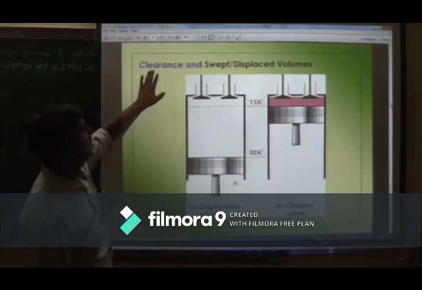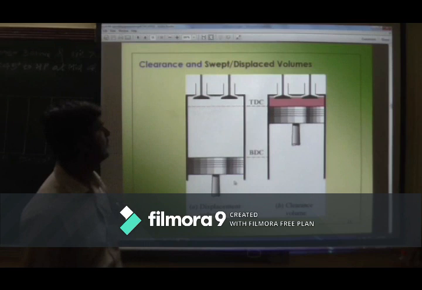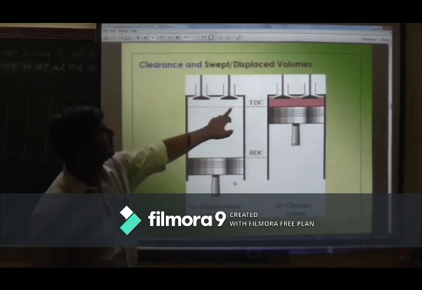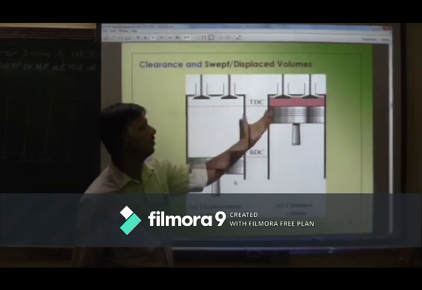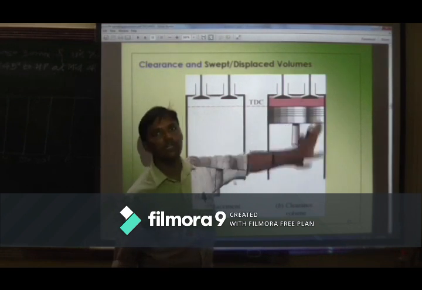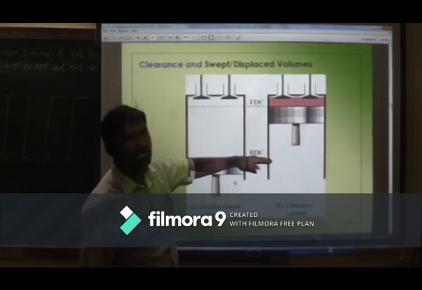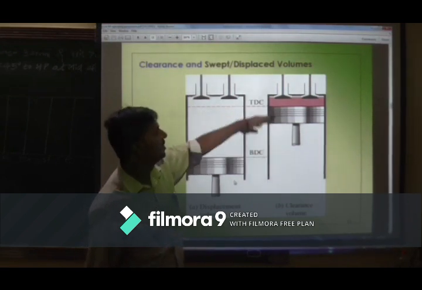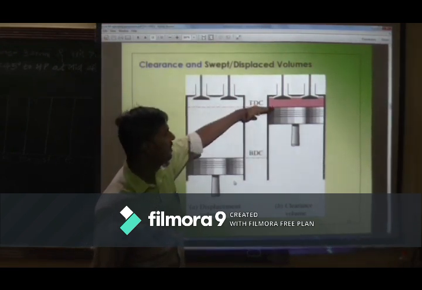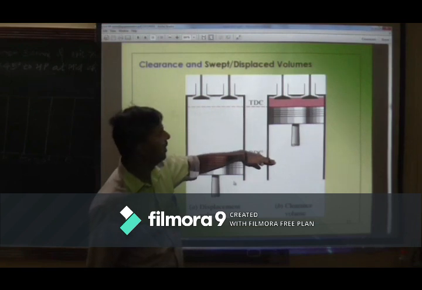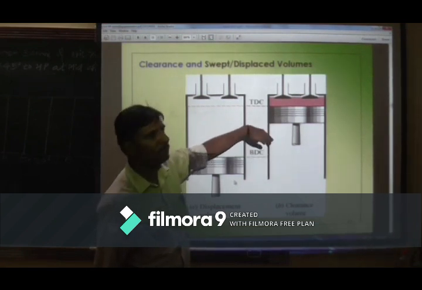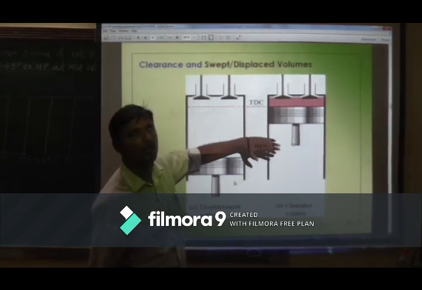Okay, you can see clearance and swept volume. This is the TDC position. Above TDC, what volume is there? That is nothing but clearance volume. Below TDC to BDC, the piston will move from TDC to BDC, that is L, and the cross-section area of that cylinder is pi by 4 d square.